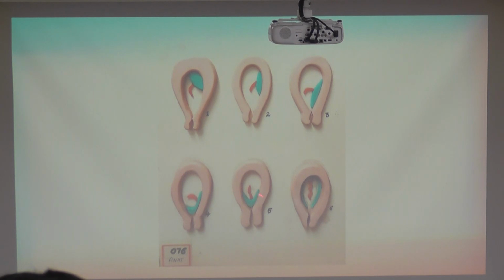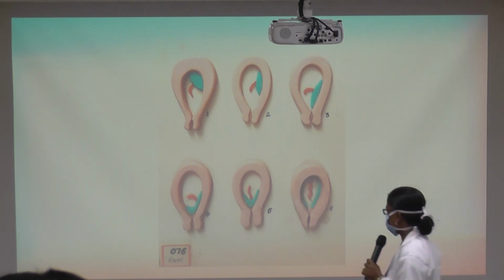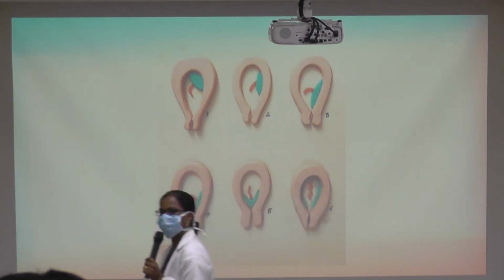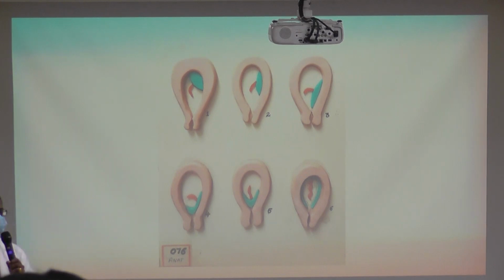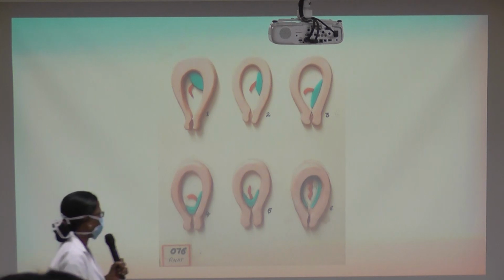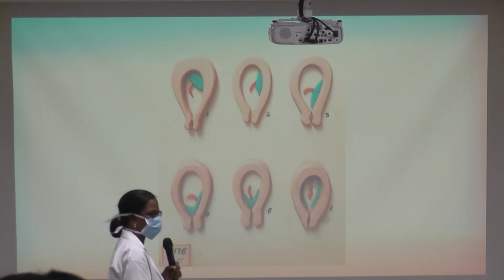So what has happened in the 4th and the 5th picture? Partial covering. 4th one or 5th one? So when you see in the 4th one, you can see that it is partially closed. The internal os is partially closed. And when you see in the 5th one, it is completely closed. So what about the 6th picture?